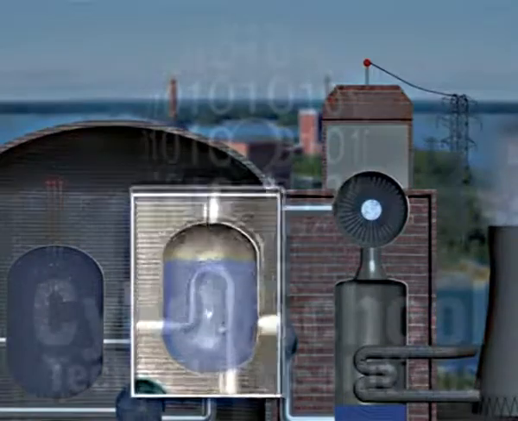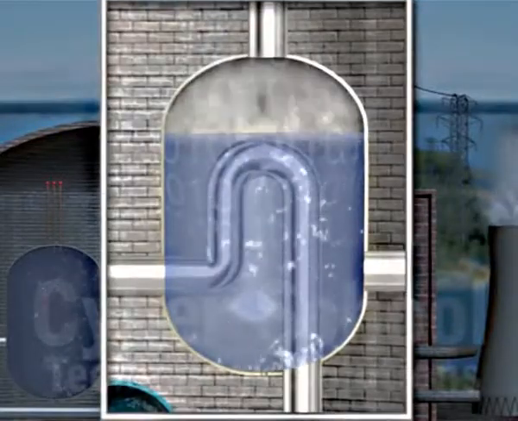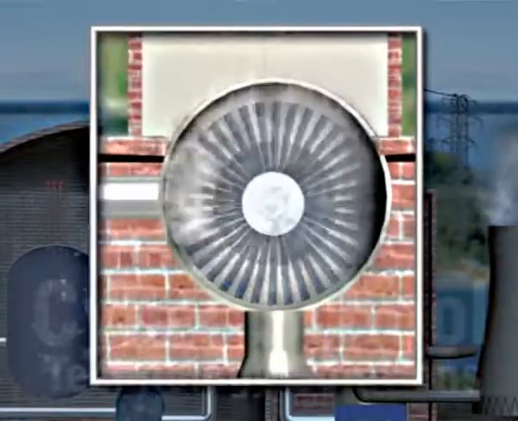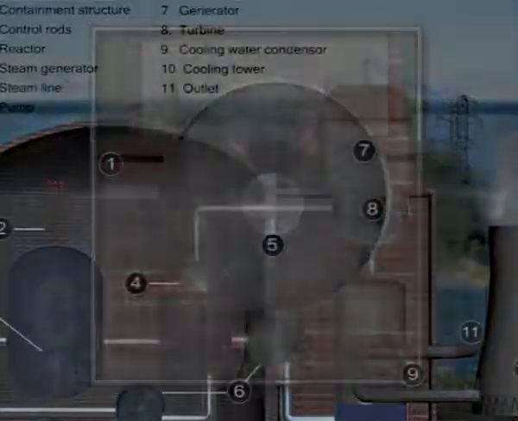In the steam generator, heat energy creates superheated steam to run the turbines. The turbines generate electricity, which is used for domestic and industrial purposes.